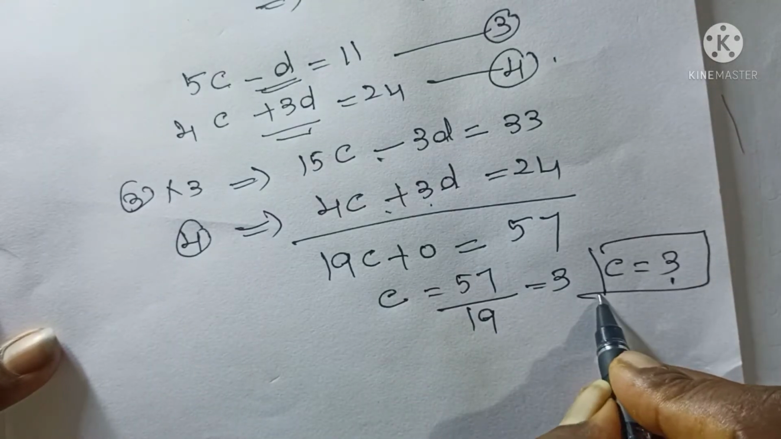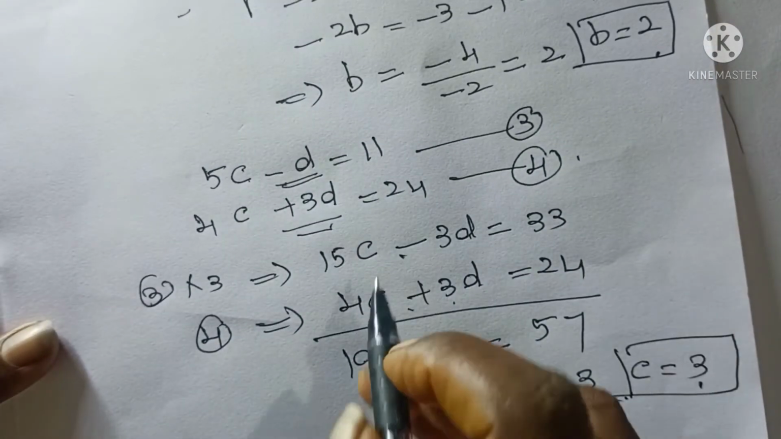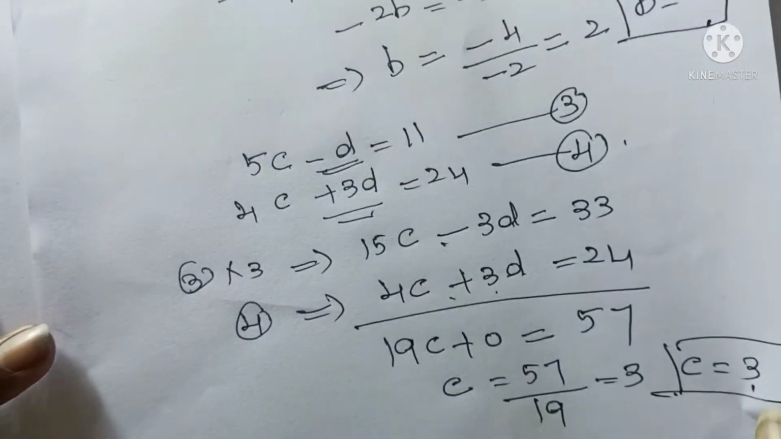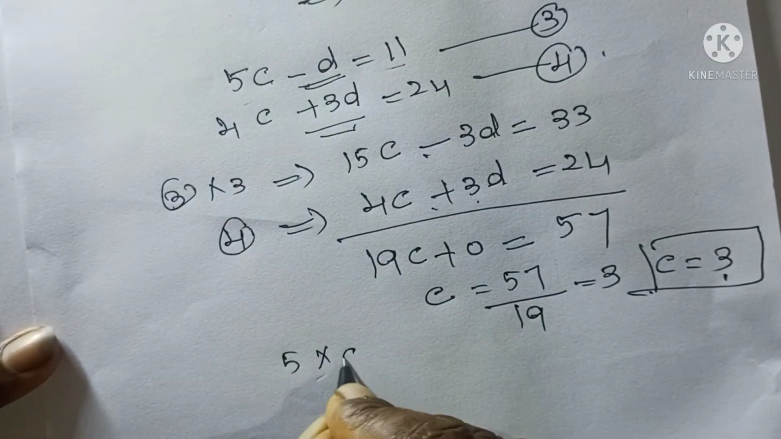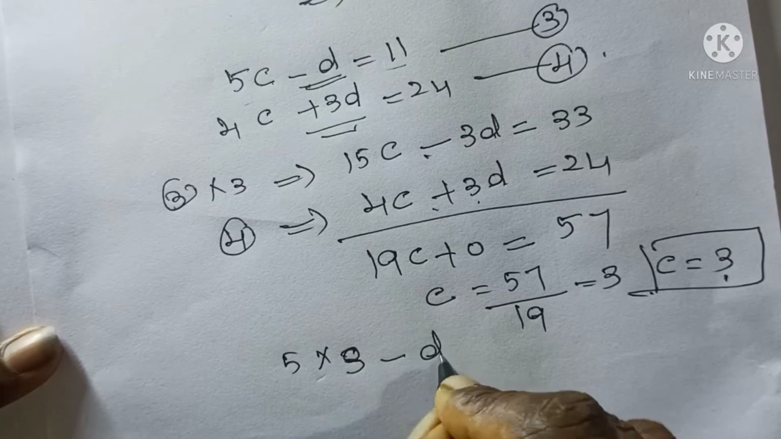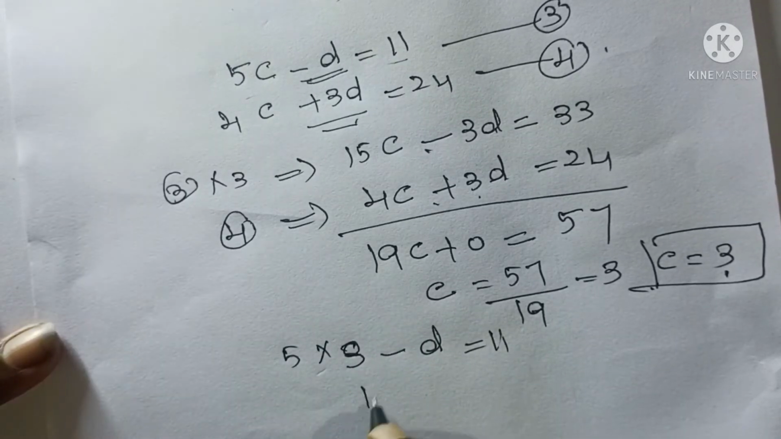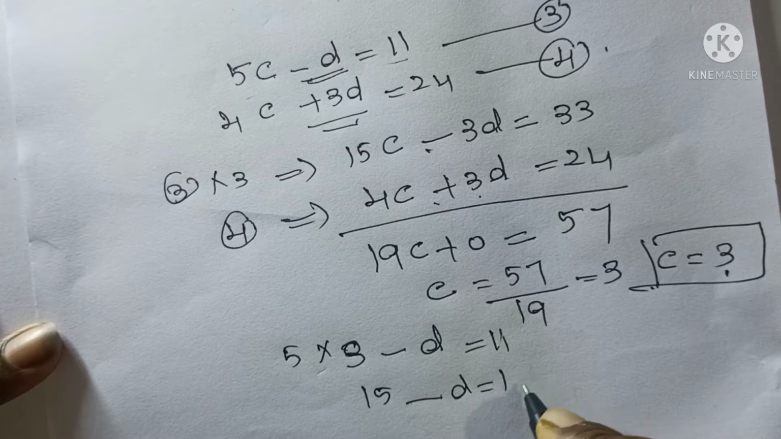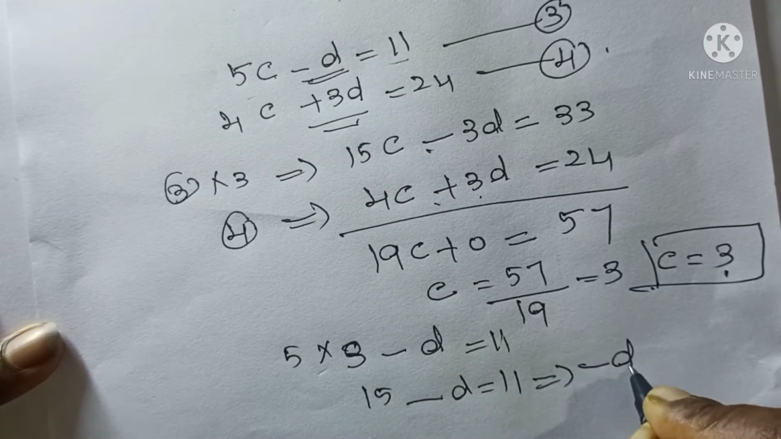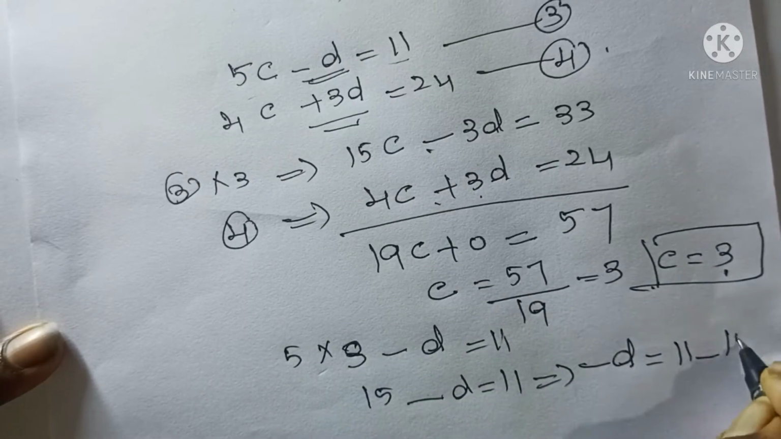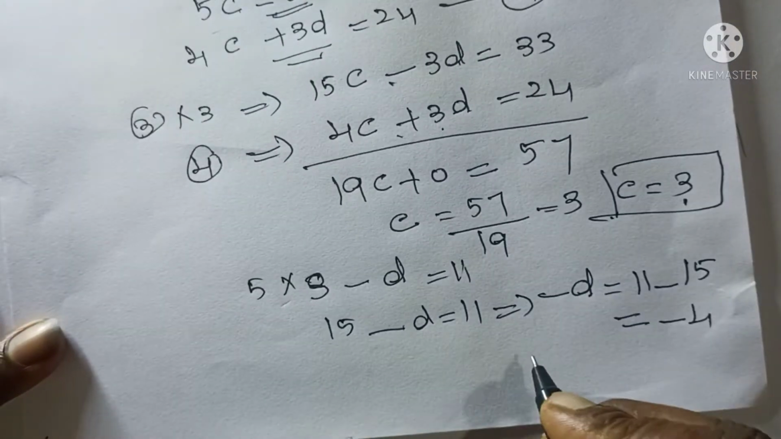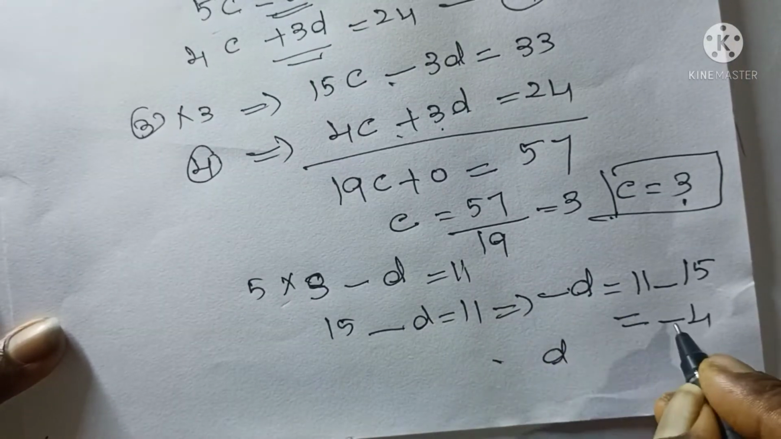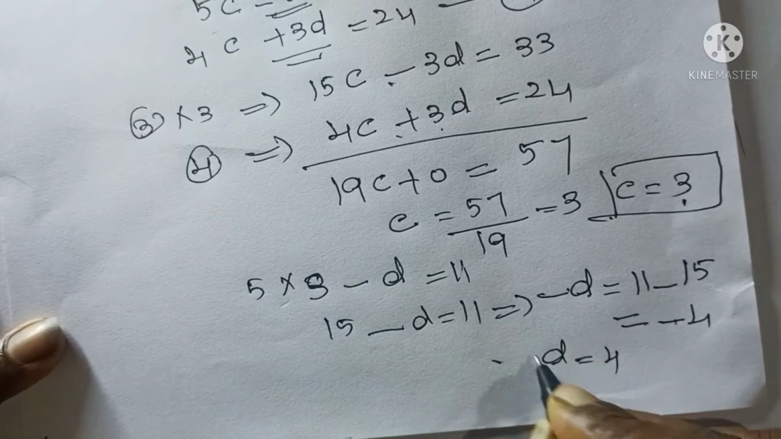3. Then you have to substitute this 3 into any one of these equations. I am substituting this in equation number 3. So 5 into 3 minus D is equal to 11. So 15 minus D is equal to 11. This implies minus D is equal to 11 minus 15, which is equal to minus 4. So what is D? Here also minus, here also minus. So D is equal to 4.